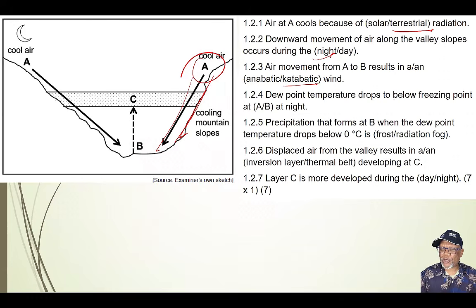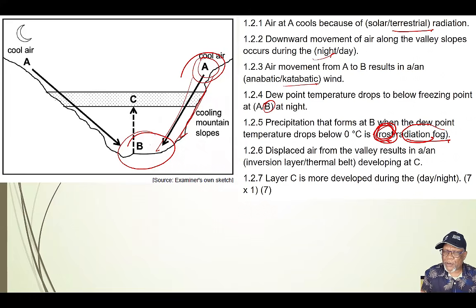And then dew point temperature drops below freezing point at night, at A or at B? It will be at B. Precipitation that forms at B when the dew point temperature drops below zero is frost or radiation fog? It is frost pocket. It is frost that is going to develop there. Radiation fog is going to develop here when there is condensation, but it must not be below freezing point. Below freezing point is frost.